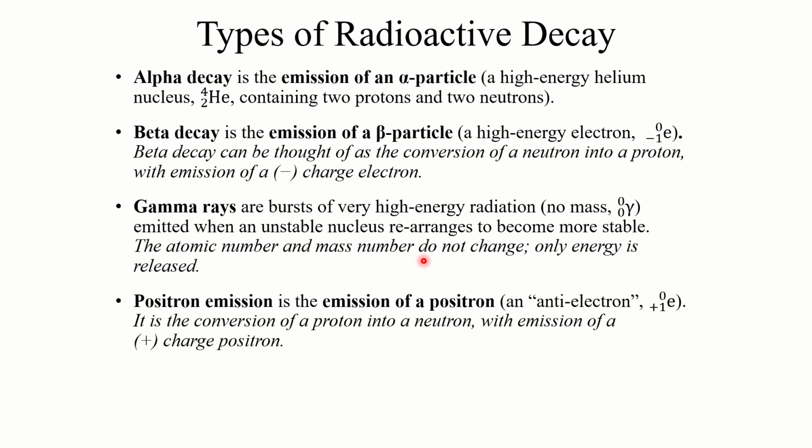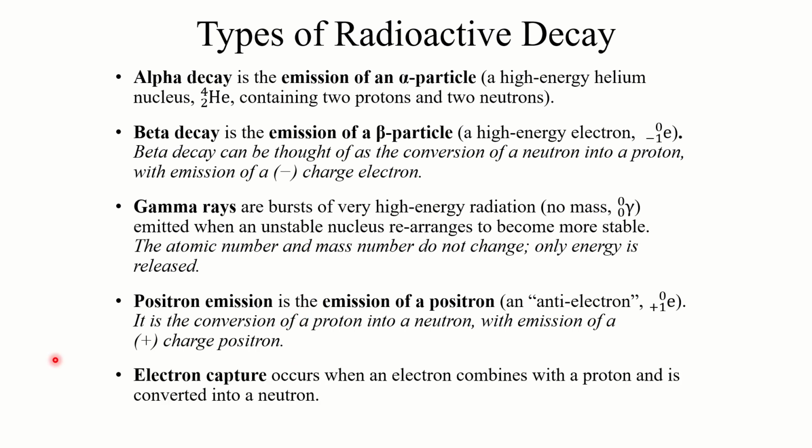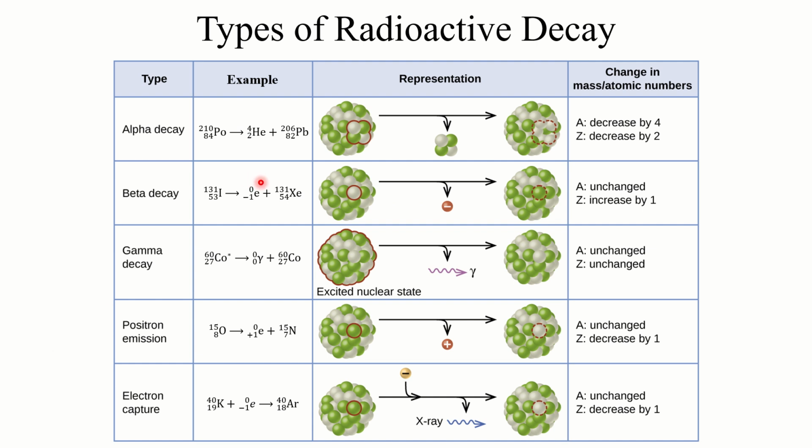We have positron emission, which is the emission of a positron, or an anti-electron. This is actually the conversion of a proton into a neutron, with then a positron emitted to balance the charge. So these are all forms of radioactive decay. You may also see electron capture, which occurs when an electron combines with a proton and is then converted into a neutron. To summarize these types of radioactive decay, we have alpha decay, where an alpha particle is given off. How do you predict the daughter nucleus from the parent? You decrease the mass by 4, you decrease the charge by 2.